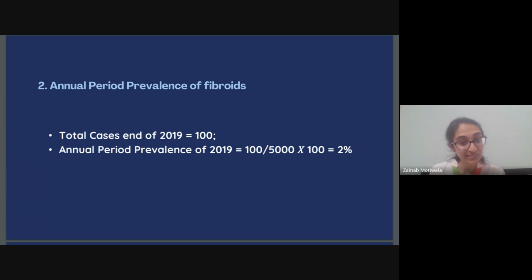So the total number of cases at the end were 100. Since there were already 50 at the start, and we mentioned that there are 100 at the end, that already includes the 50 that we started with. So the total number of cases at the end of 2019 would be 100 upon 5,000, that is the total population, into 100. I see that some of you have put 150 upon 5,000. Have I been able to clear your doubt now why it would be 100 and not 150? Because when we started with 50 and we ended with 100, those 50 were already included in that 100. Great.